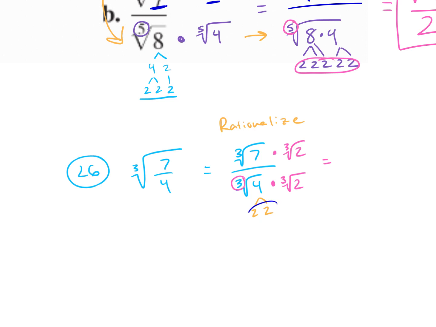Now that I have 3 2's, what does the bottom turn into? 2. And what would the top be? Awesome. The cubed root of 14, because I multiply the 2 inside parts together, and the radical part stays the same.